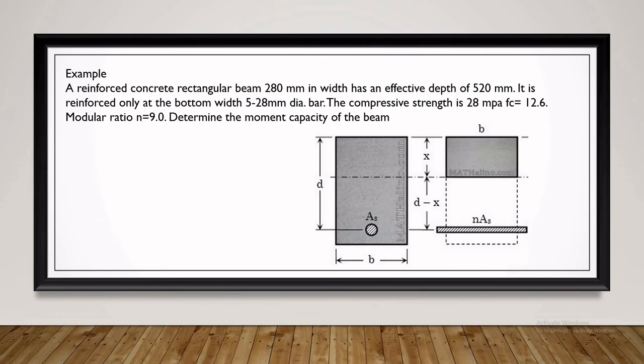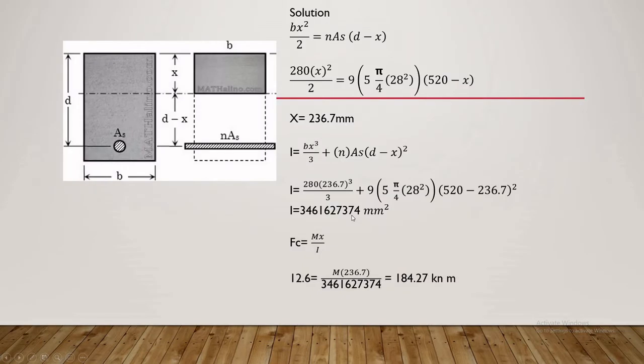Reinforced concrete rectangular beam 280 mm in width has an effective depth of 520 millimeters. It is reinforced only at the bottom with 5 28 mm diameter bars. The compressive strength is 28 megapascal and our FC is 12.6, and meron tayong modular ratio na 9.0, and ang hinahanap is yung moment capacity of the beam. Okay, so ito yung itsura ng ating problem.